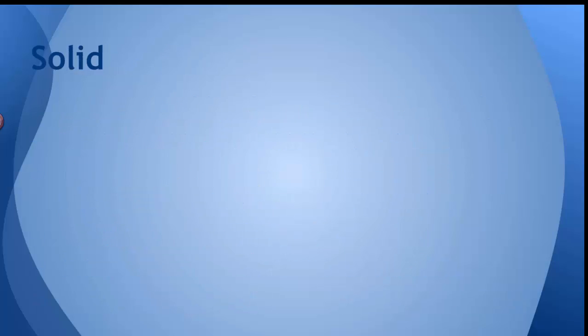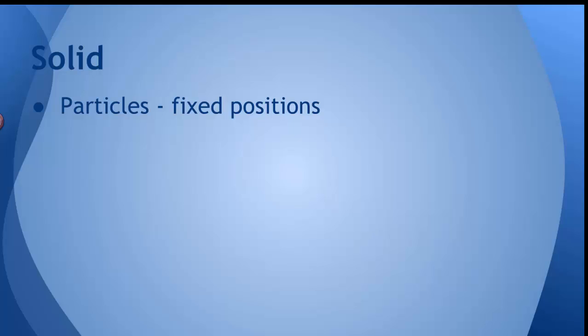So for solids, let's start with solids. The particles of a solid are in fixed positions. Okay? Their position is fixed. They can't move out of that position. Now, that doesn't mean they have no motion. It just means that they're stuck in place. Why? How can they move if they're stuck in place? We'll get to that. Okay?